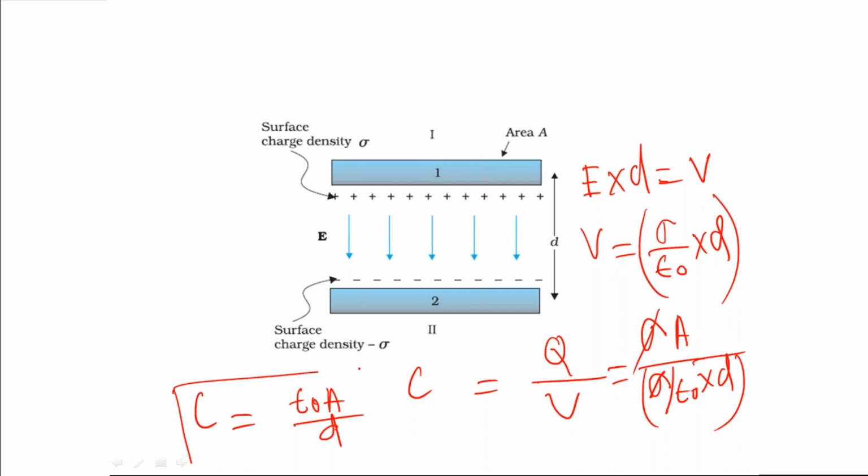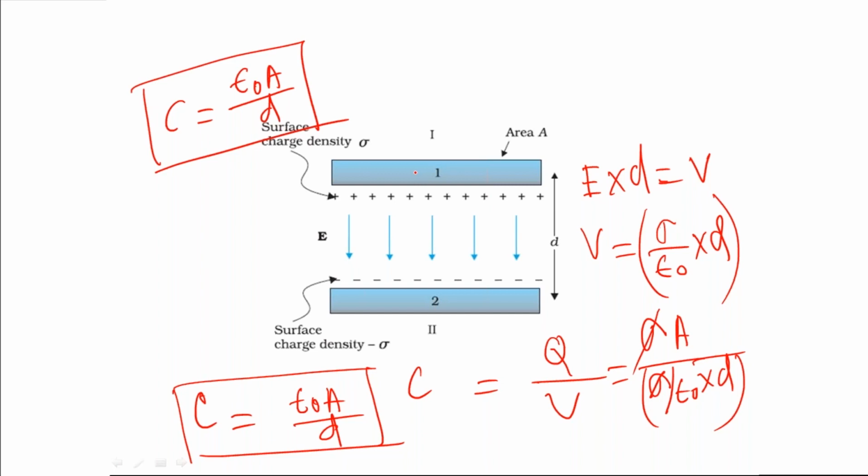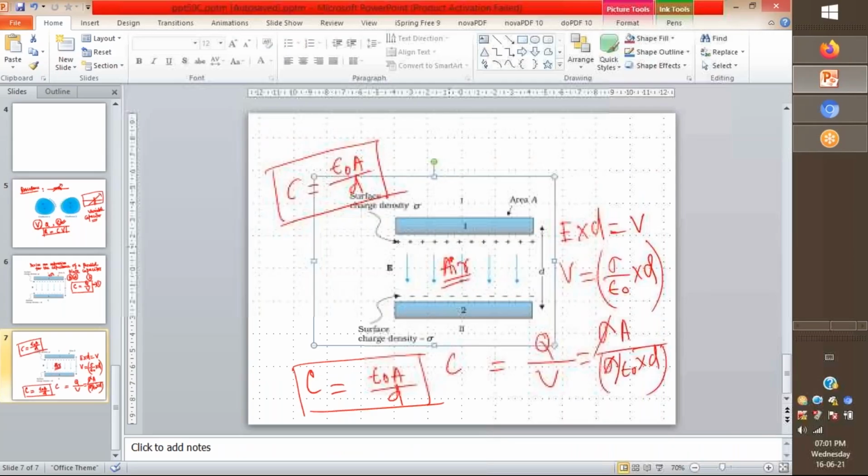This is the expression we were asked to derive. Okay, so epsilon naught A by d. This is the capacitance for a parallel plate capacitor with air as dielectric, or with air in between them. Okay, so this is the expression you may have to derive in your exam. So you read this portion very carefully.